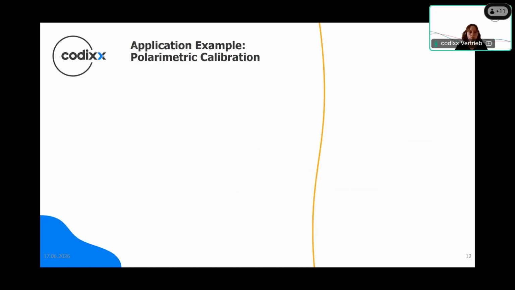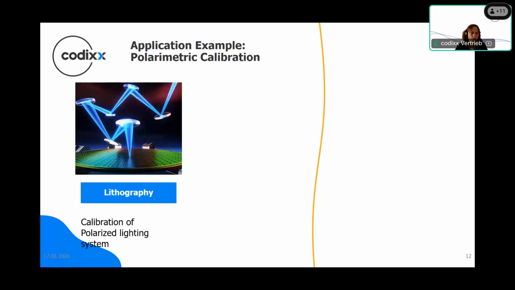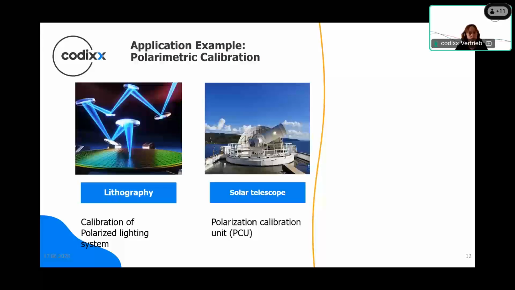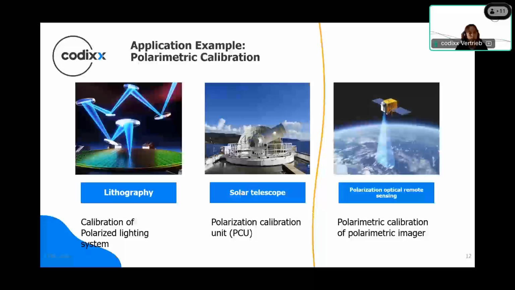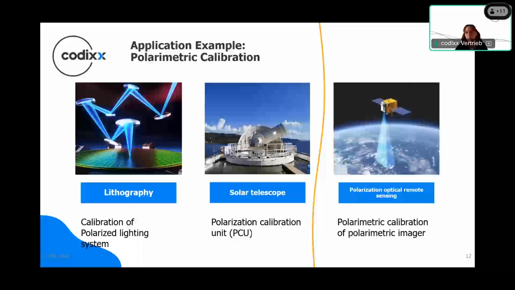And those are actually used in quite a lot of important systems, like lithography for the calibration of polarized lighting systems, or in a solar telescope for a polarization calibration unit, or even in polarization optical remote sensing for polarimetric calibration of a polarimetric imager.